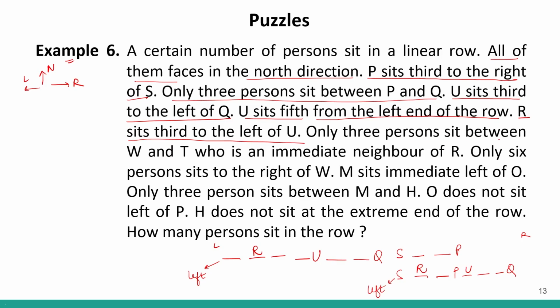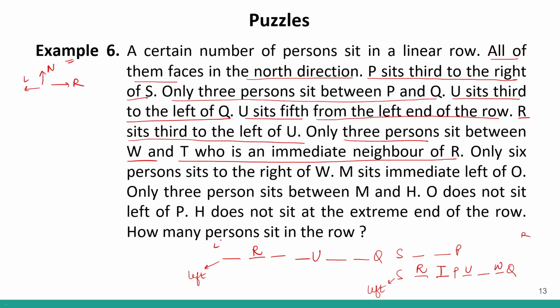Only 3 persons sit between W and T, who is an immediate neighbor of R. So, T is an immediate neighbor of R. Over here, I will get T, immediate neighbor of R. And between T and W, we have 3 people. So, 1, 2, 3, I will get W over here.